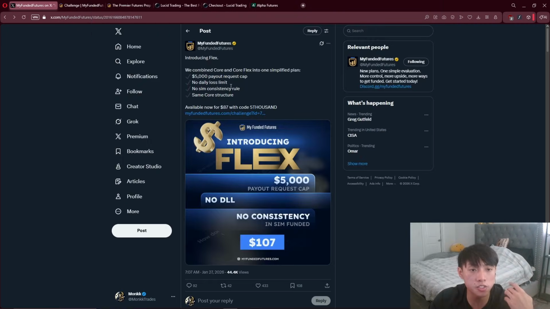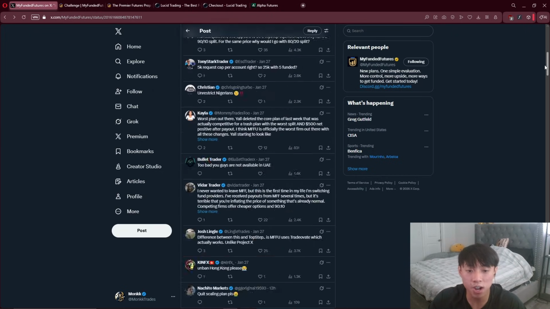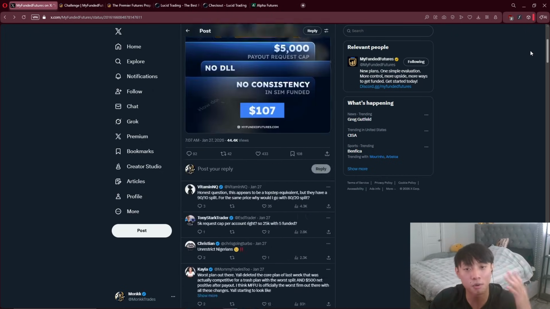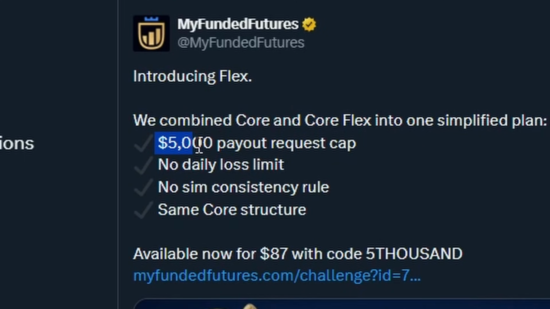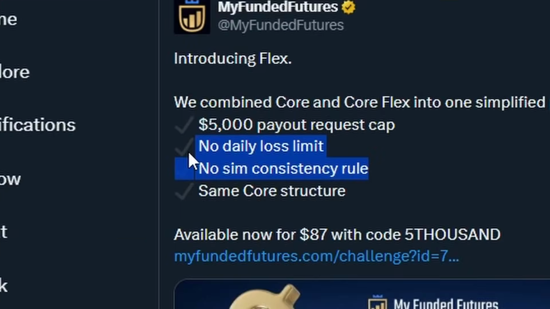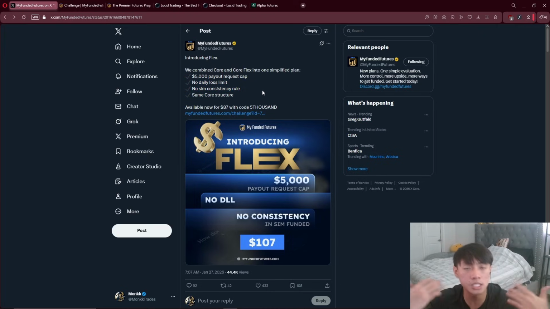But yeah, My Fund of Futures introduced the new Flex account this morning, and honestly, reading through the comment section, a lot of people are not happy, and I kind of want to explain why, right? But before that, I'll quickly glance over what's changed, what's different about the core and then the core Flex account. So they are going from a 3K to 5K payout cap now, and they are removing the daily loss limit and the consistency rule. So, you know, all is well. That seems beneficial for the trader. Why are a lot of people pissed?